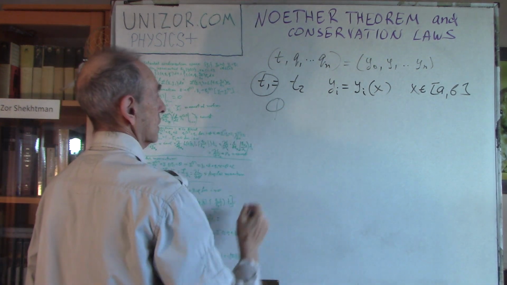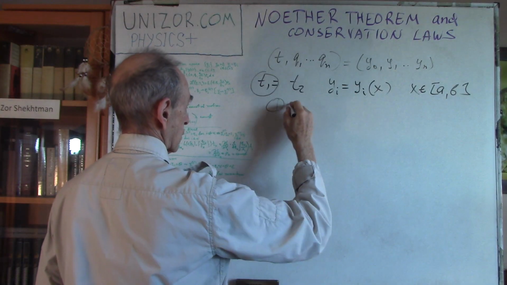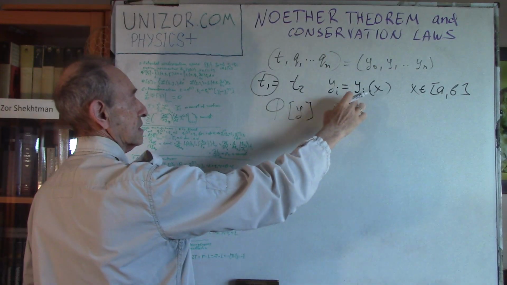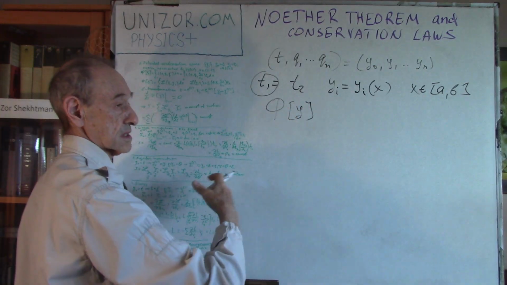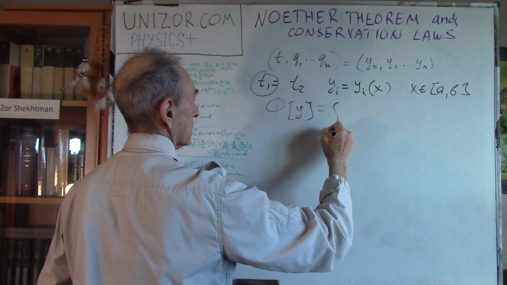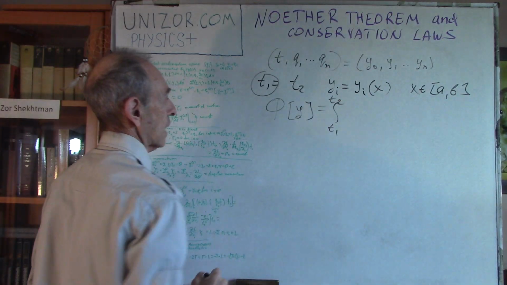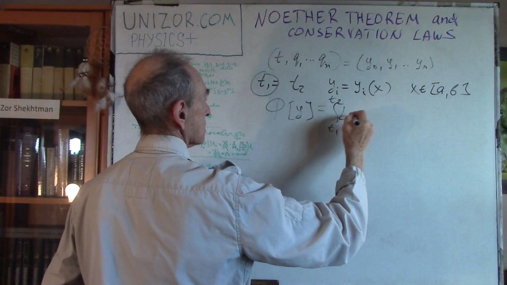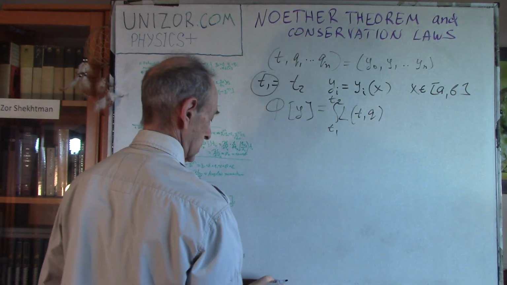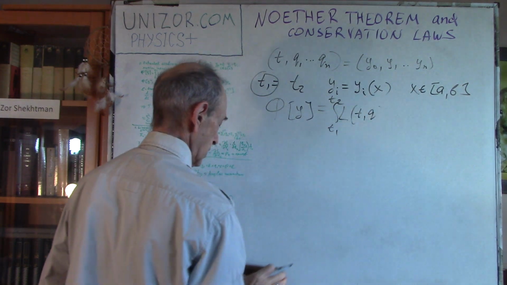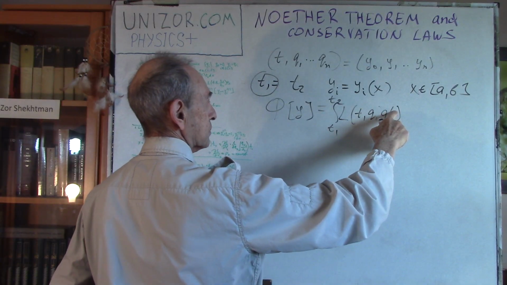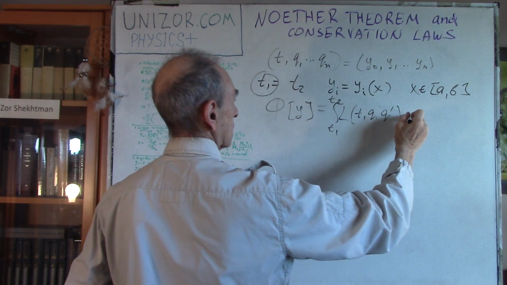Next was the action functional, which depends on the whole trajectory. If I'm not using the index, it means all indices as a group. So that was, on one hand, the integral from one time to another of the Lagrangian of time, all the q's, and their derivatives. So that's a regular Lagrangian. Apostrophe means derivative by time, dt.